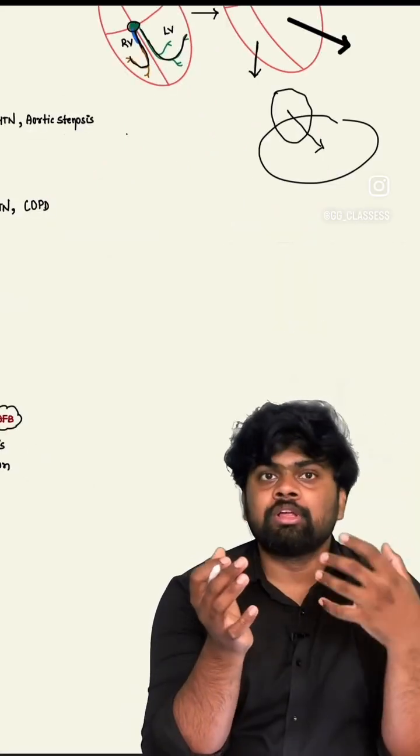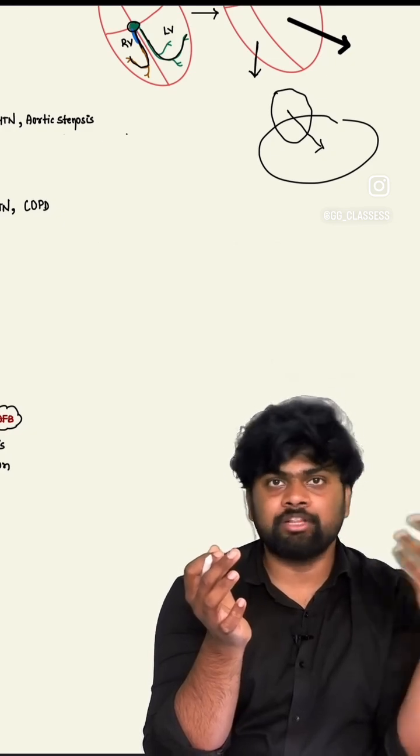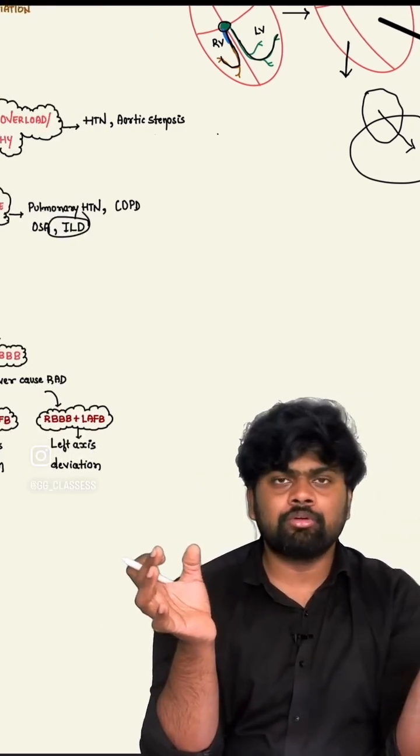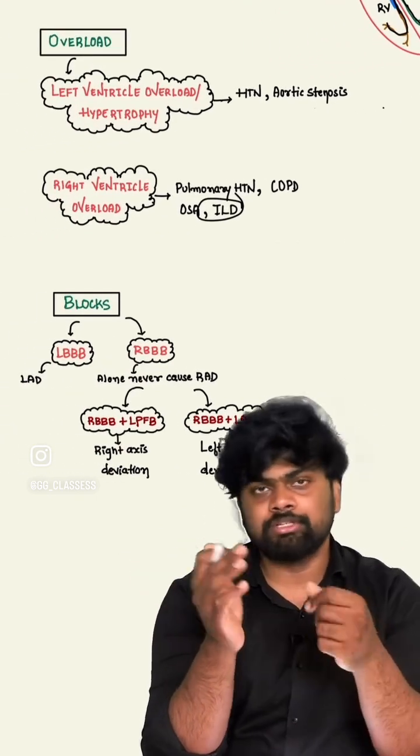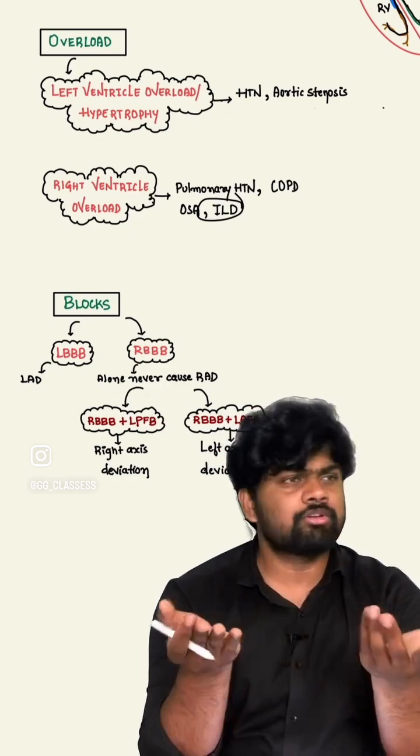Okay. Now the overload. Left ventricular overload will cause left axis deviation because the left ventricular mass will be increased and the vector strength will increase. Similarly, right ventricular overload will cause right axis deviation. Left ventricular overload can be seen secondary to aortic stenosis or hypertension, and right ventricular overload can be seen secondary to pulmonary hypertension, COPD, interstitial lung disease, or obstructive sleep apnea.